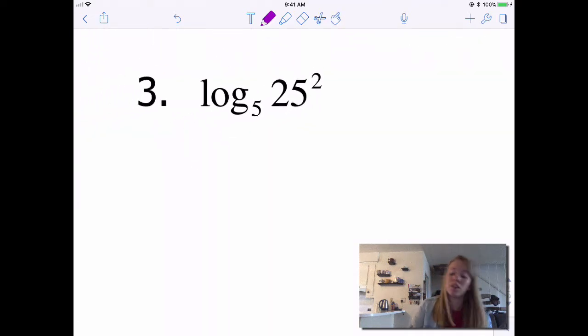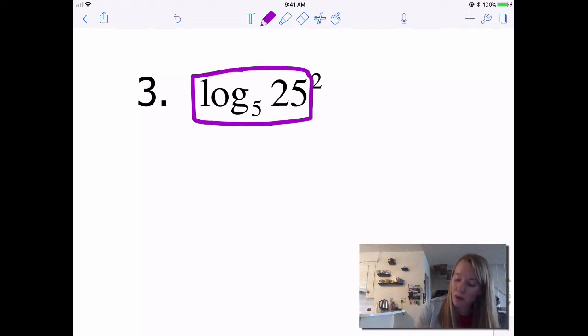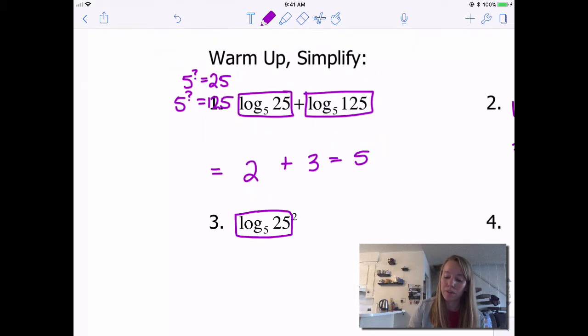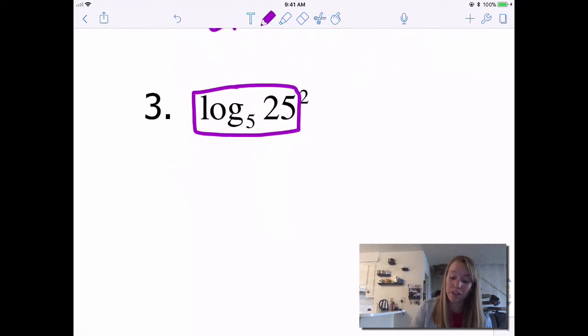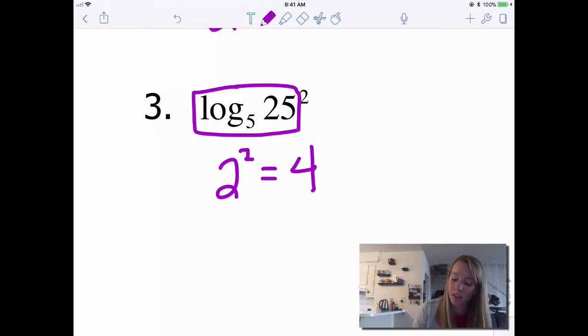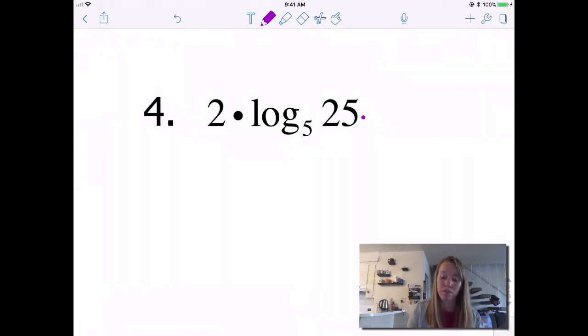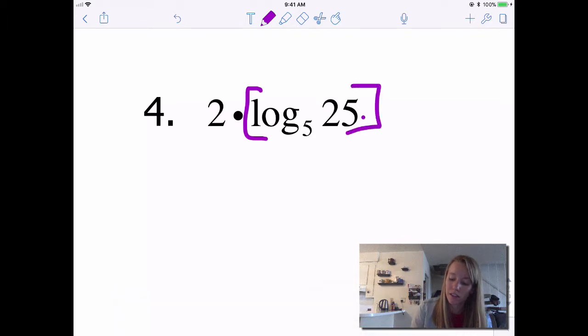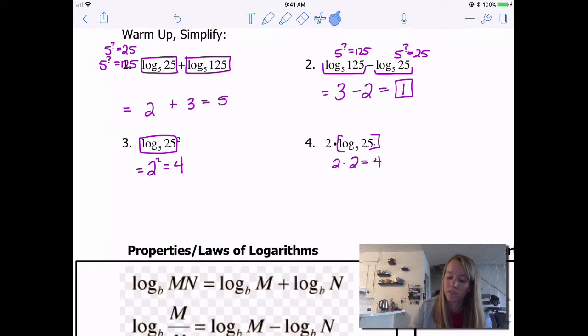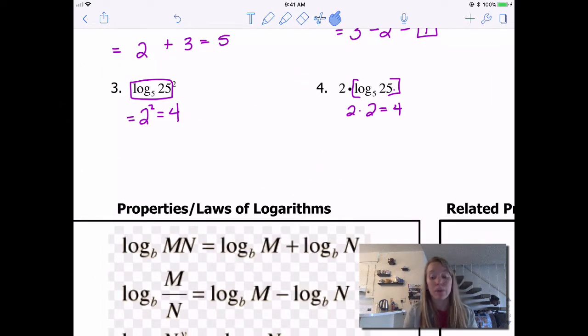Okay, the next one, log base 5 of 25 squared. I can think of this as one problem. What is log base 5 of 25? We've already said that the log base 5 of 25 is 2, because 5 to the second power is 25. So I can say 2 squared is 4. And finally, I've got 2 times the log base 5 of 25. We already said that this is 2, so 2 times 2 is also 4. Kind of nifty that those last two are the same. We're going to see that that is actually not a coincidence at all.